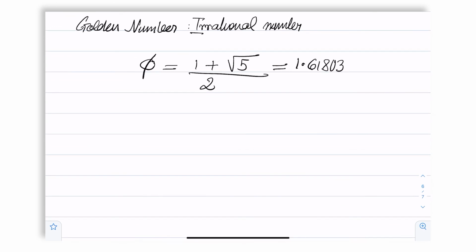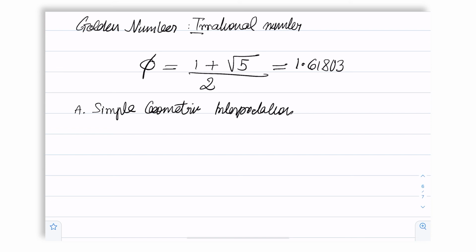Now, there are two kinds of interpretation we're going to talk about next. One is the simple geometric interpretation, and the second, which is relevant for our phyllotaxy problem, is the golden angle.